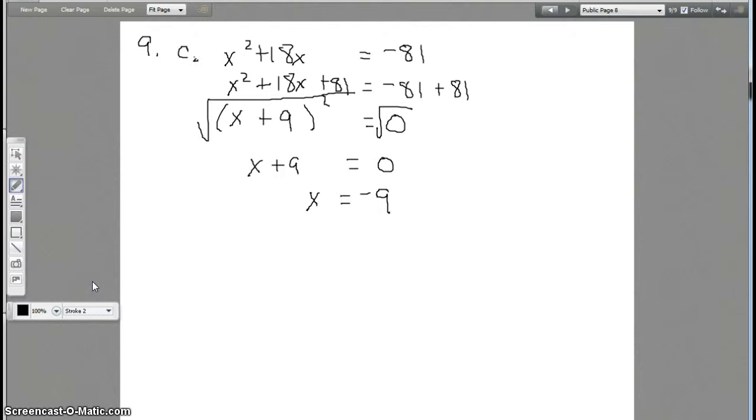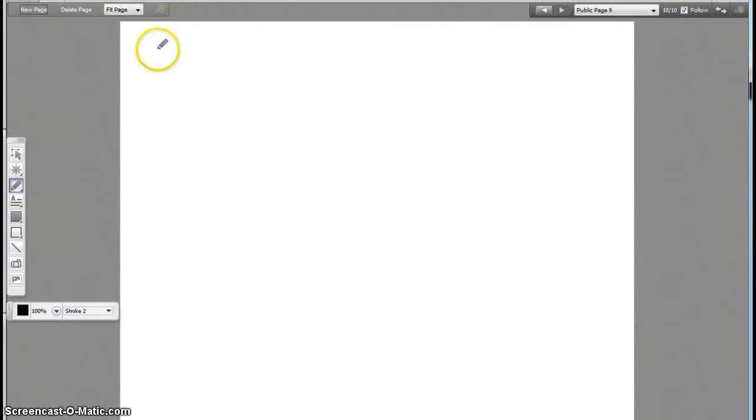So we're going to work through just a couple more parts from number 9, and then we'll do a couple of parts from the last problem as well. So let's look now at number 9, part F. Number 9, part F is x squared minus 6x minus 9 equals 0.